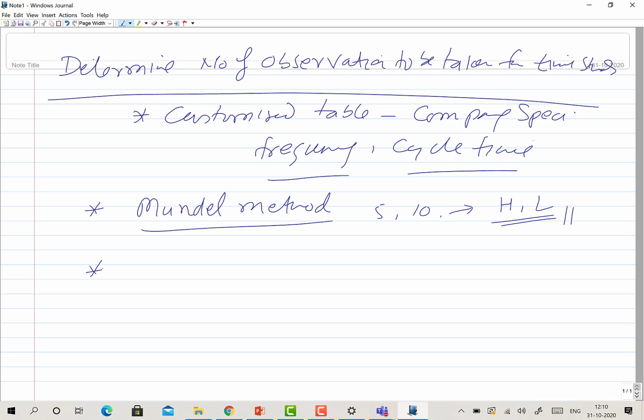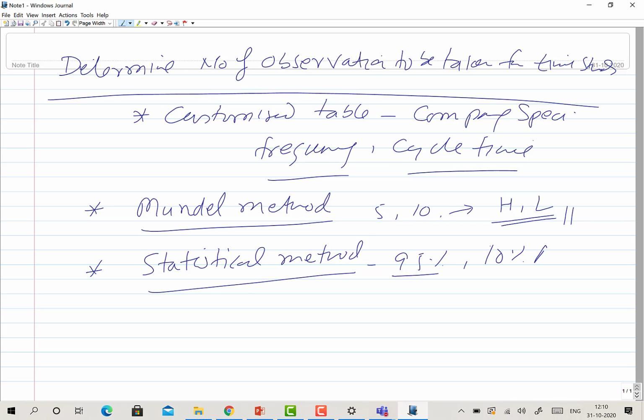Third method is a statistical method. So in statistical method, based on the requirement of the confidence level 95% or 10% accuracy, or say 2% accuracy, 5% accuracy, statistically the number of observations to be taken are identified. Okay, so for those number of observations, the time study is conducted to arrive at the suitable representative value for which the time study has to be conducted.